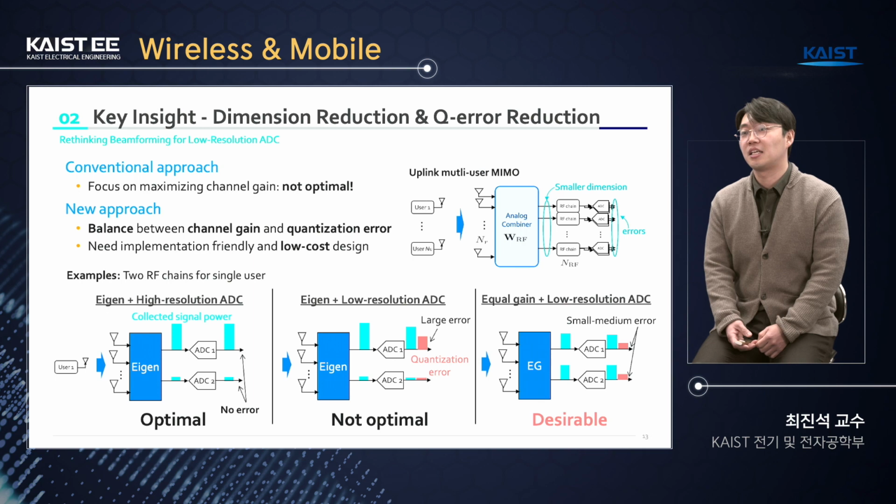So my insight is to introduce some analog beamformer which maximizes the gain, but also evenly distributes the collected channel gain over the available RF chains, so that ADCs with the same bits can give a similar level of quantization error. So this is the desirable behavior of the analog combiner plus the low resolution ADCs.